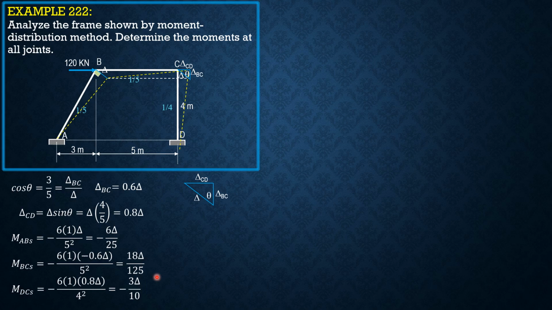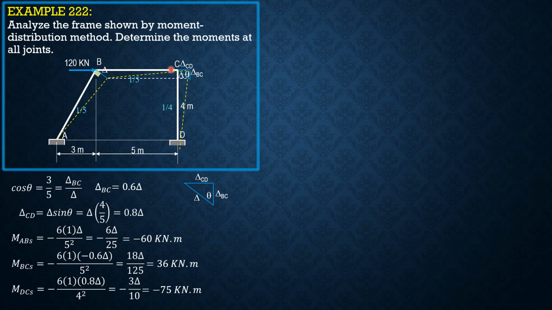So the LCD of the denominators 25, 125, and 10: 125 is 5 cube, 10 is 2 times 5, so 2 times 5 cube, that's the LCD, or 250. Multiplying this by 250, I'm treating delta as 1, so negative 60 kilonewton meter. Multiplying this by 250, this is 36 kilonewton meter. And multiplying this by 250, this is negative 75 kilonewton meter, the side sway moments.